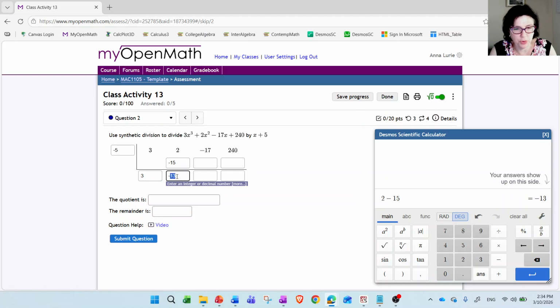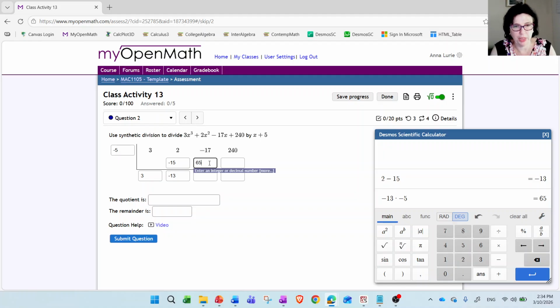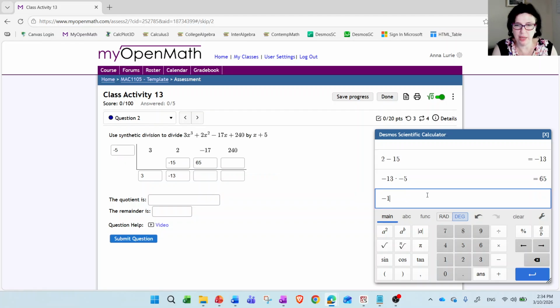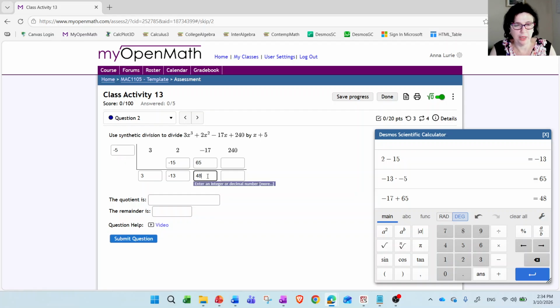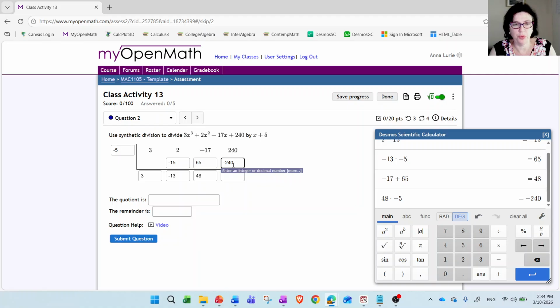Now we're repeating the same thing. So we take the negative 13 and we multiply it by the number in the box. Negative 13 times negative 5 is 65. So put that here. Next, we're going to add up negative 17 and 65. Okay, that's 48. I promise we're almost done. Repeat again. Take the number here, multiply by the number in the box. So we got 48 multiplied by negative 5. That gives me negative 240. When I add them up, positive 240 and negative 240 gives me a 0.